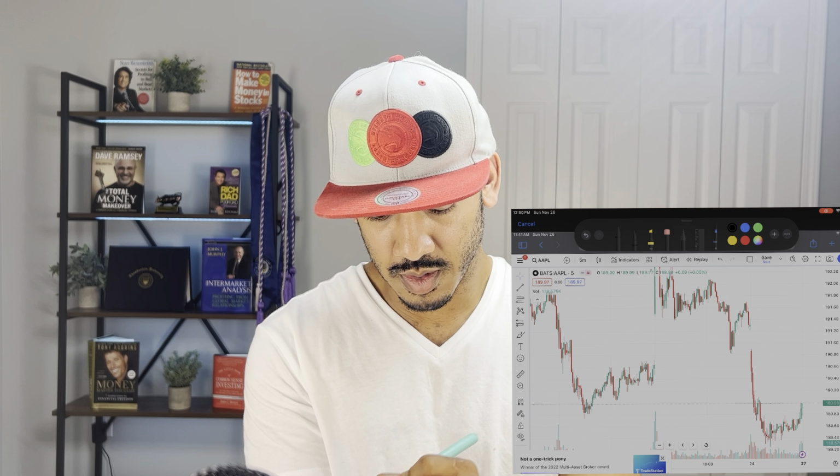So, all right, now we're gonna look at some levels of resistance and support. This looks like a strong level of resistance. It looks like a strong level of resistance or support right there. So that could be a level of resistance. But since I'm expecting it to fill this gap, I feel like it's gonna pop through that one.